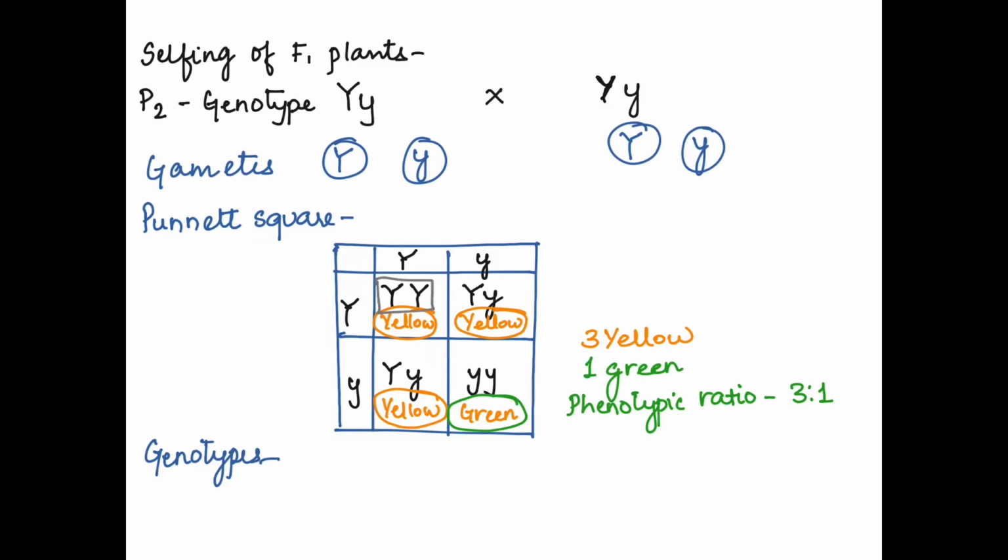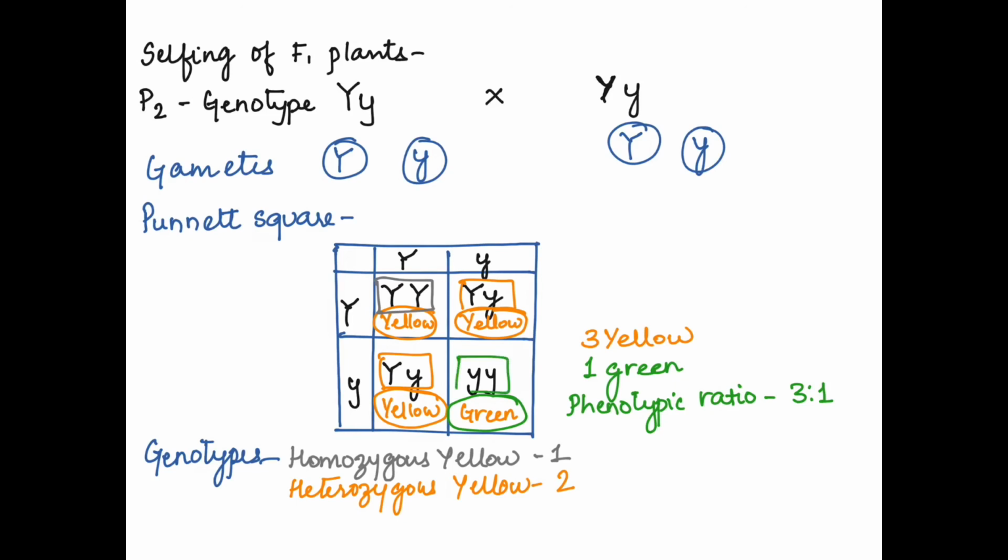Now let us see the genotypes. Here the genotypes show capital Y capital Y, that is homozygous dominant and that is yellow. Then there are the hybrid ones, that is one dominant and one recessive allele. So there are 2 heterozygous yellow, and we have 1 green, that is the recessive one. All this together makes up the genotypic ratio, that is 1:2:1. So these are the monohybrid ratios.